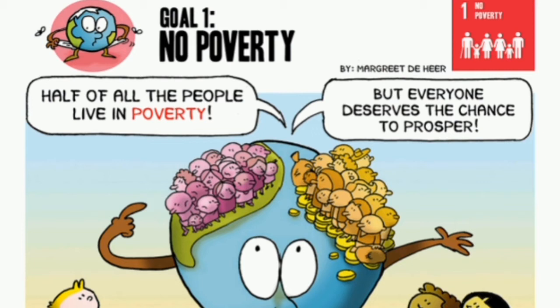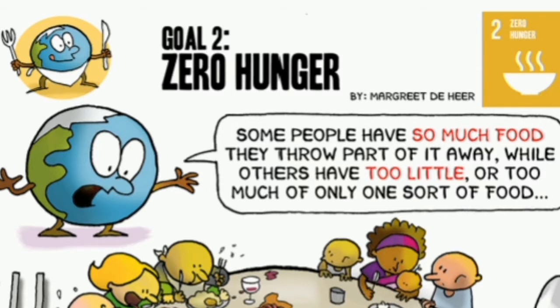First such SDG is related with no poverty. Half of the people live in poverty in the world, but everyone deserves the chance to prosper. So it is the objective by 2030 to reduce by half the proportion of men, women and children living in poverty.